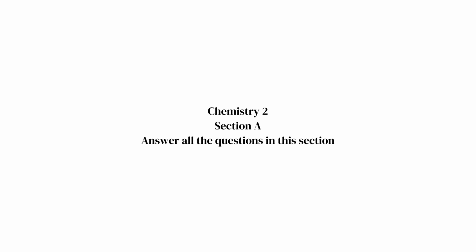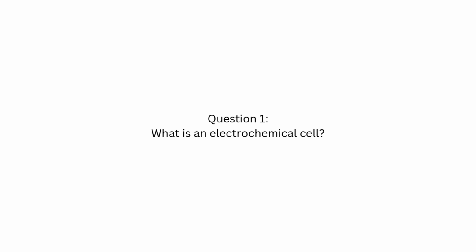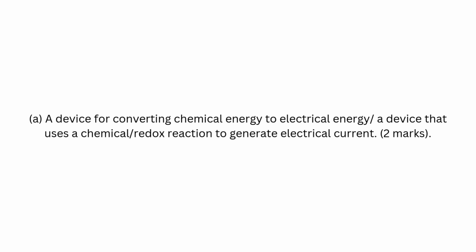Question one is, what is an electrochemical cell? So what answer do they expect you to give? Now, most people will go and start writing an encyclopedia. No, what they want is: a device for converting chemical energy to electrical energy. If you answer that one, you are right. Or: a device that uses a chemical redox reaction to generate electric current. That's 2 marks. If you're able to define it like this, 2 marks. So either the first or second.